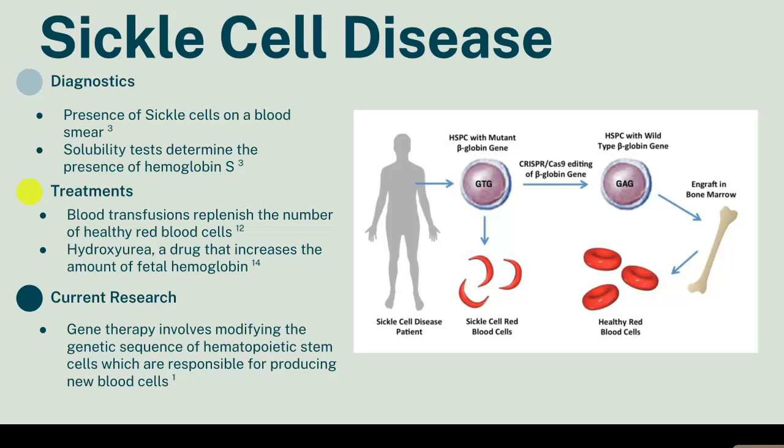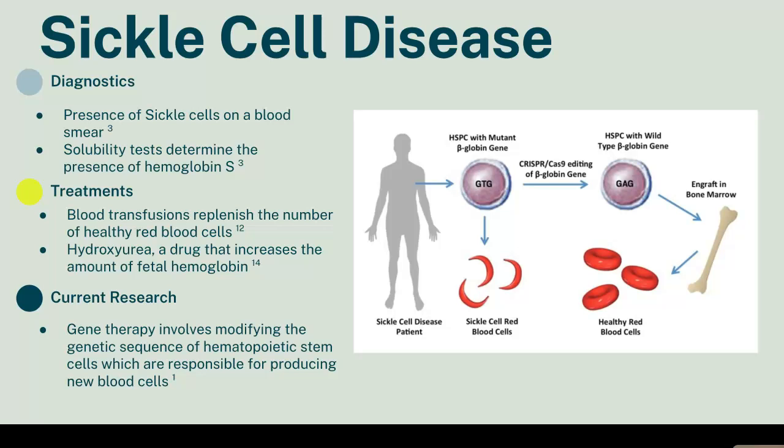The presence of sickle cells on a blood smear is the most effective way to diagnose sickle cell disease after confirming general anemia. Solubility tests are also used to determine whether hemoglobin S is present. One of the primary treatment options for sickle cell disease is the administration of blood transfusions. Blood transfusions increase the number of healthy red blood cells circulating throughout the patient's bloodstream, allowing more oxygen to be carried and reducing the risks associated with sickle cell disease.